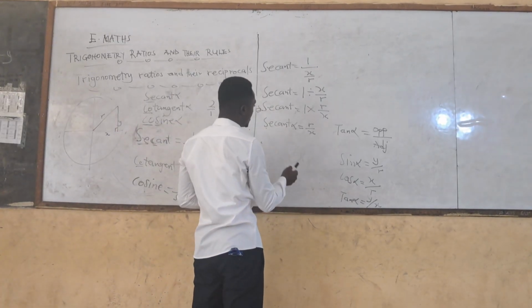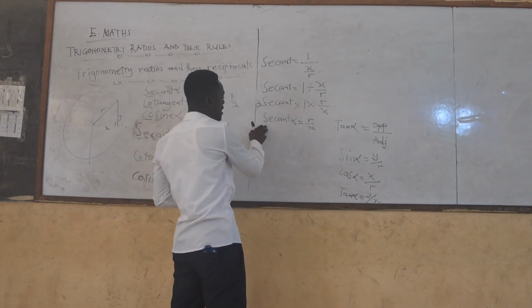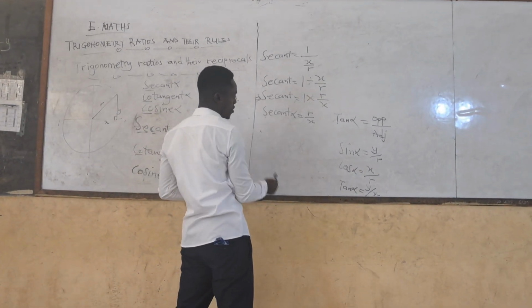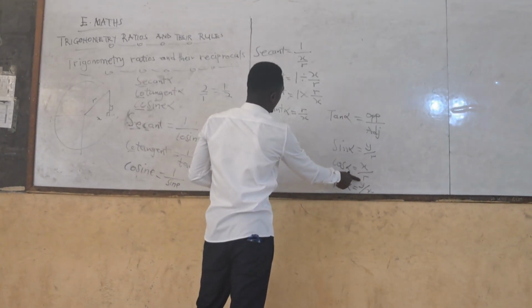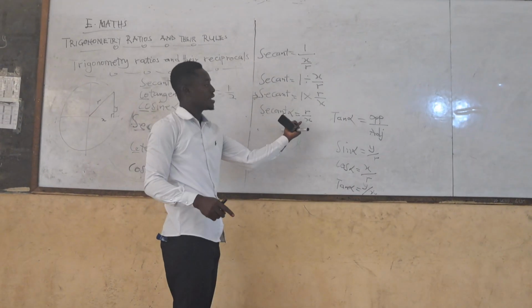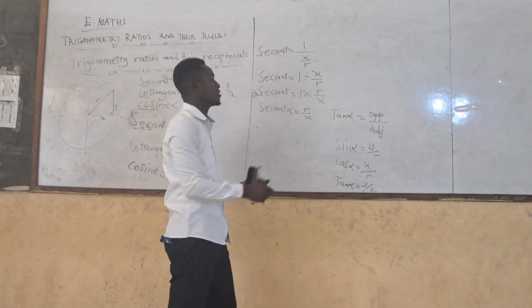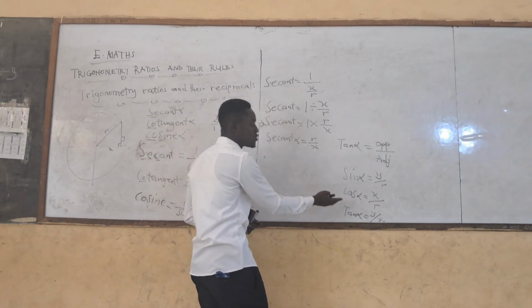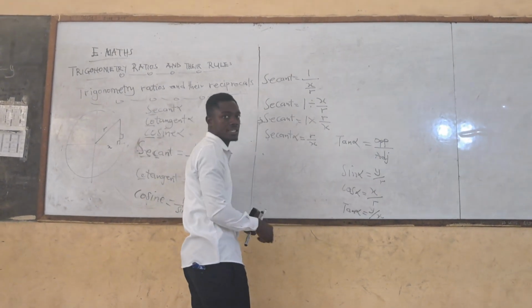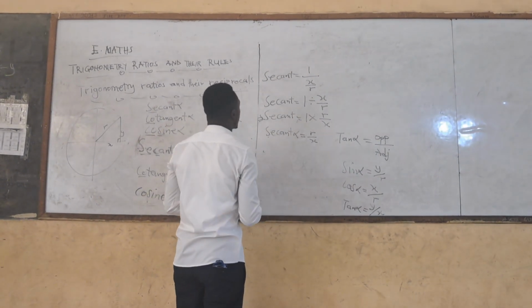So as you can see, secant is the reciprocal of what? Cos. And here, cos is x over r. And when we come here, we have gotten secant to be what? R over x. So it reciprocates the cos ratio.